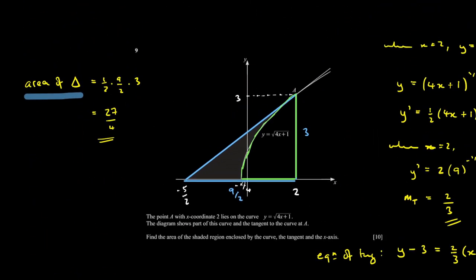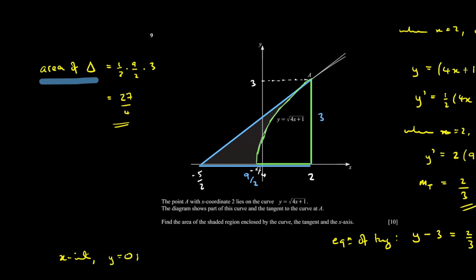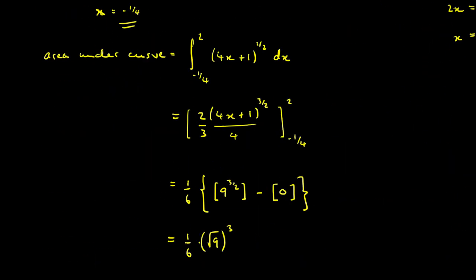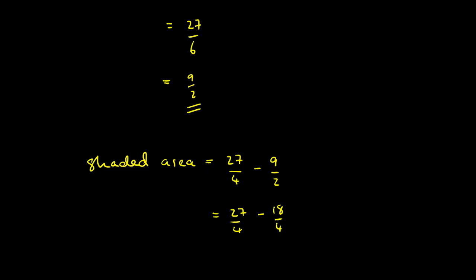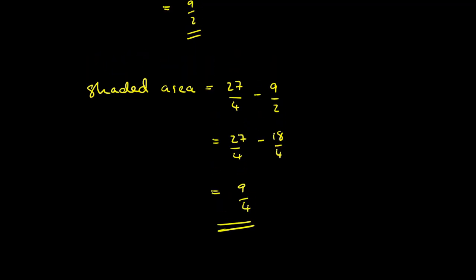So if we've got the area of the blue and we've got the area of the green, we can find the total area, I think. The area of the blue was 27 upon 4. The area of the green is 9 upon 2. So the shaded area is equal to the area of the blue, 27 upon 4, minus the area of the green, which was 9 upon 2. So it's 27 upon 4 minus 18 upon 4, giving it the same denominator, which is 9 upon 4. There you go. Okay, so I know that's a long question, isn't it?